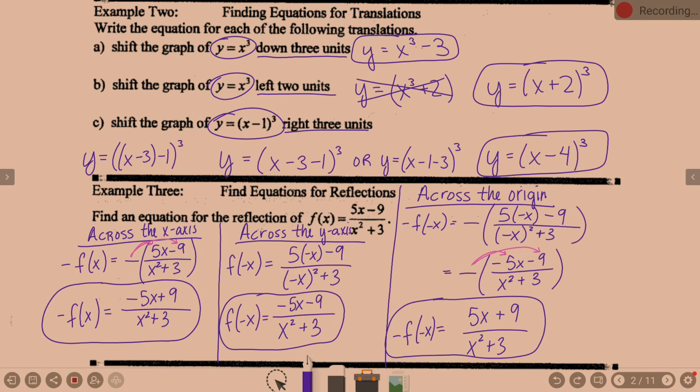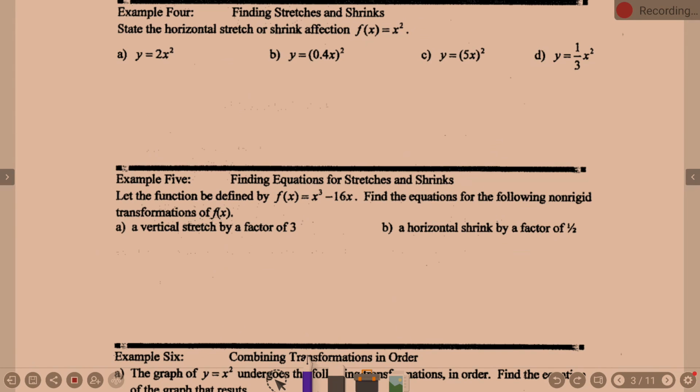Okay. Let's see. If you flip over to the back side, we'll have to save this for the most part for tomorrow. On the back side, we're talking about our stretches and shrinks. It says state the horizontal stretch or shrink, but I'm going to make that horizontal or vertical because I want to talk about both. Something like A is more obvious. Something like B and C, a little more challenging. So we will pick up there on Monday. We'll do the back side of the notes on Monday.